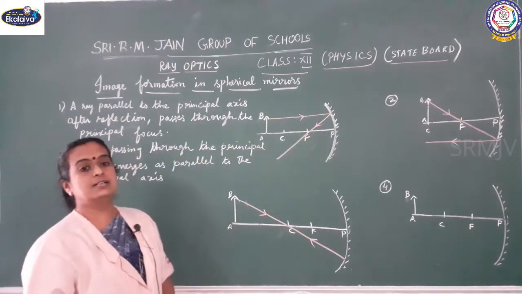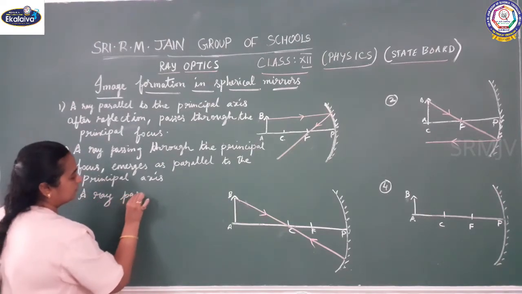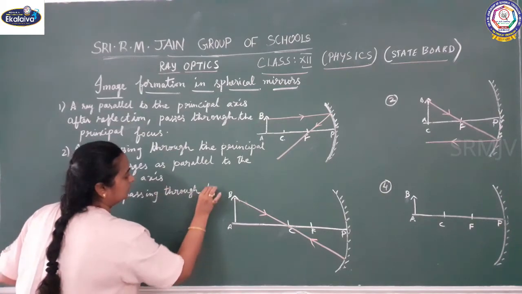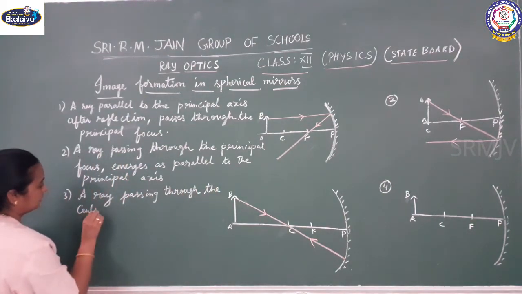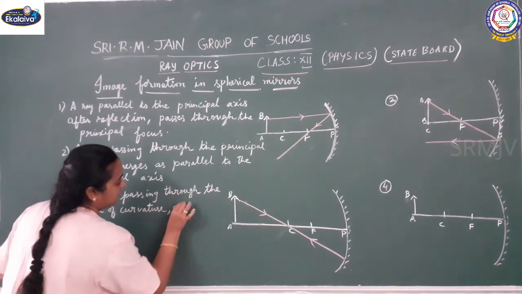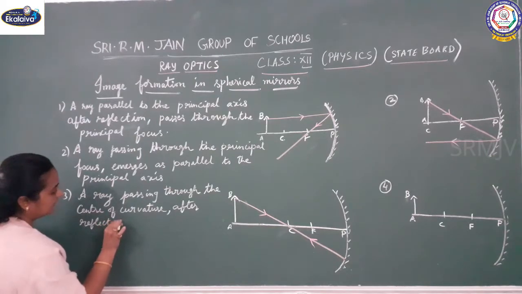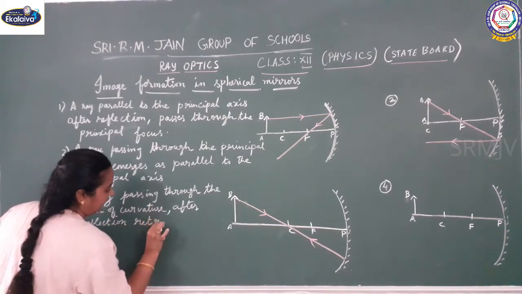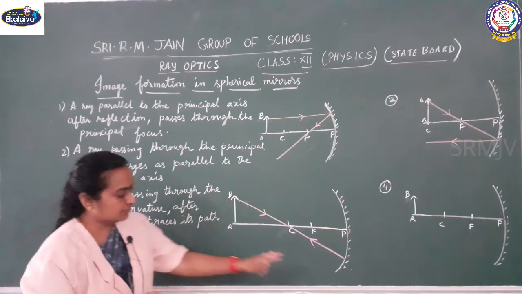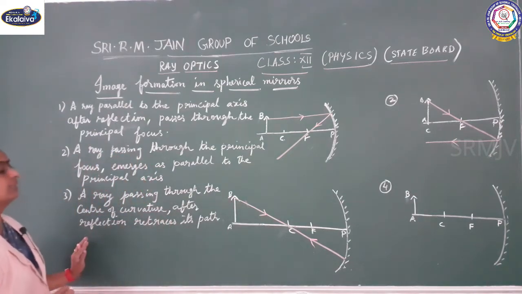So this is the third rule, right? Again, a ray passing through the center of curvature, after reflection retraces its path, which means the light after reflection also travels through the same center of curvature. So this is the third rule.